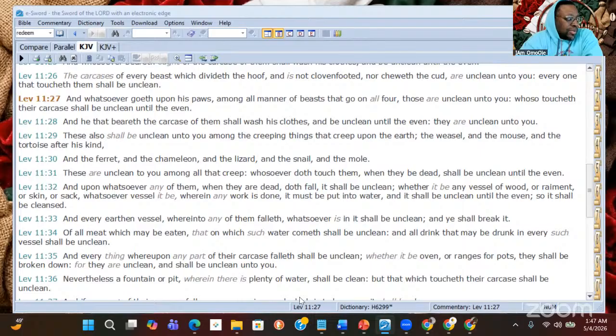Of all meat which may be eaten, that on which such water cometh shall be unclean, and all drink that may be drunk in every such vessel shall be unclean.